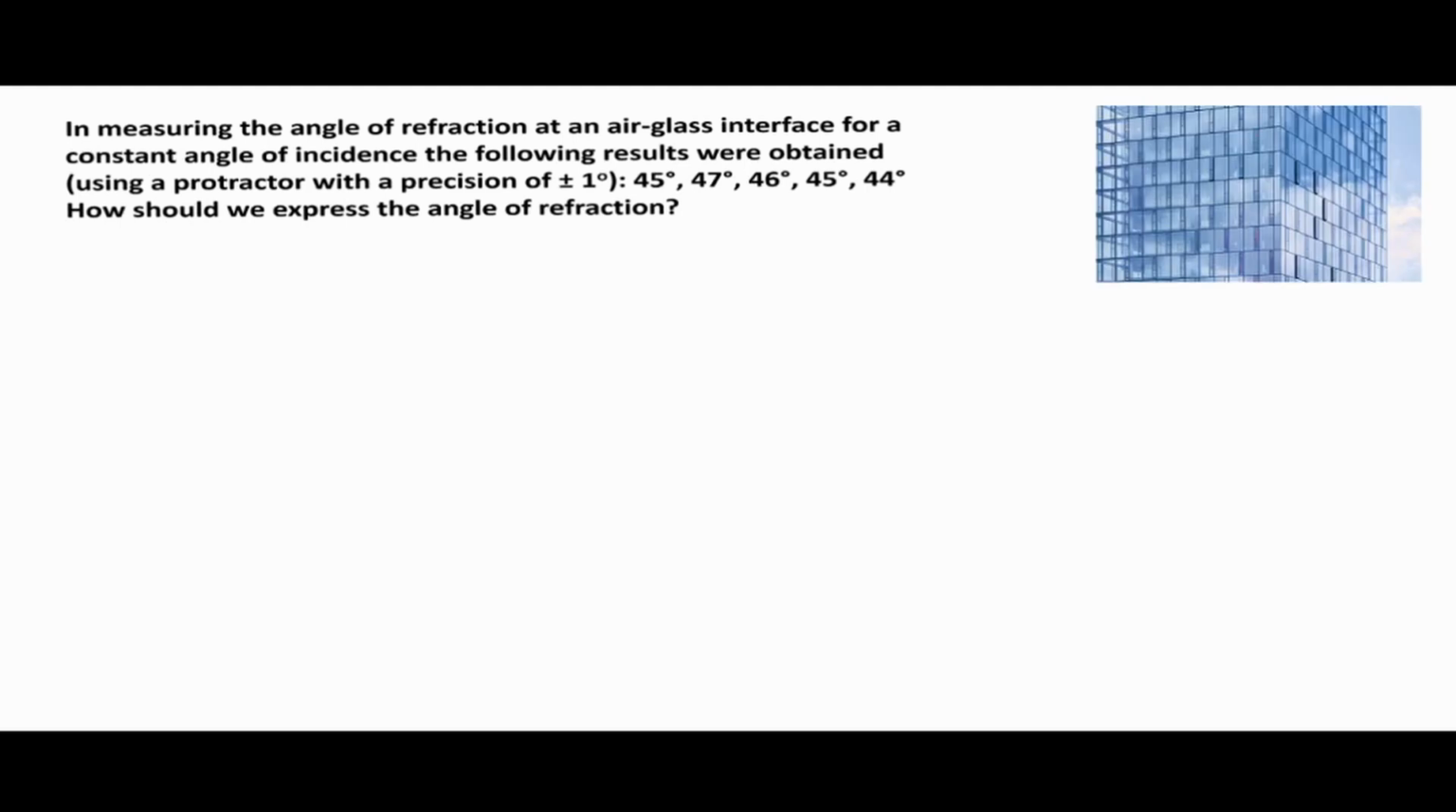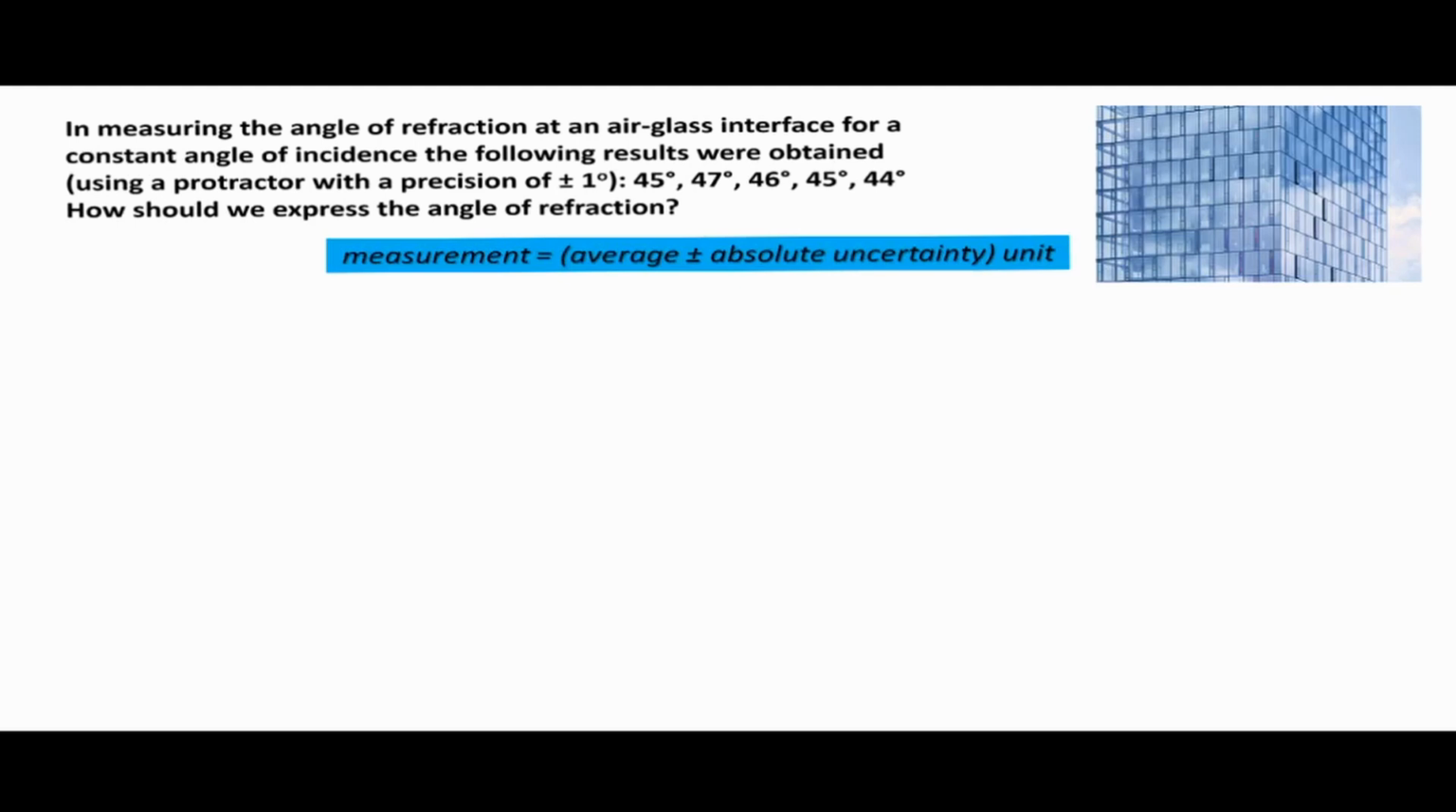In our next problem, in measuring the angle of refraction at an air-glass interface for a constant angle of incidence, the following results were obtained using a protractor with a precision of plus minus 1 degree. We have 45 degrees, 47 degrees, 46 degrees, 45 degrees, and 44 degrees. How should we express the angle of refraction?